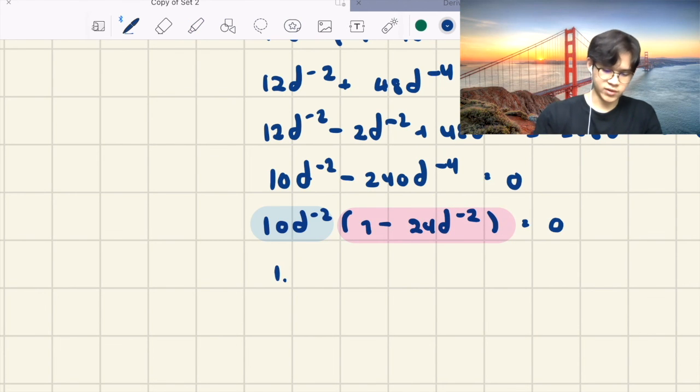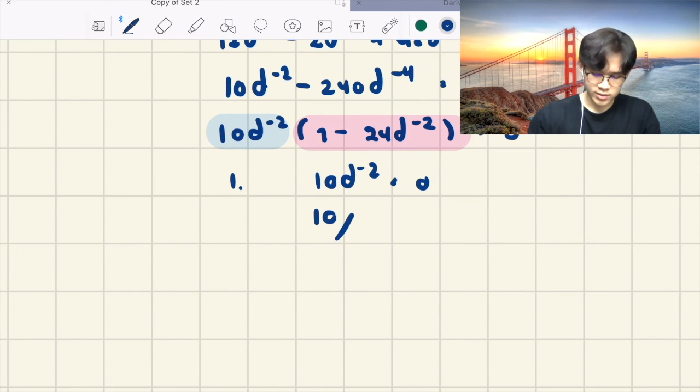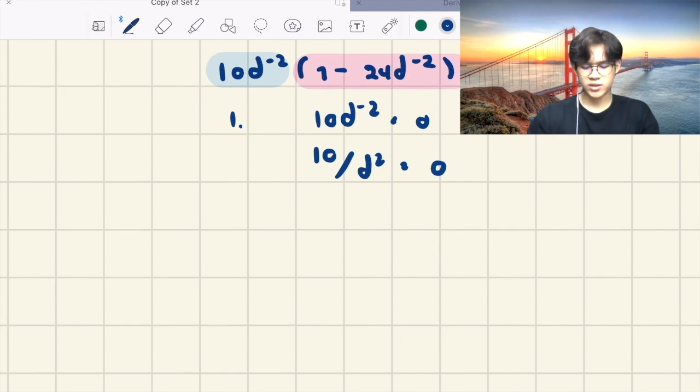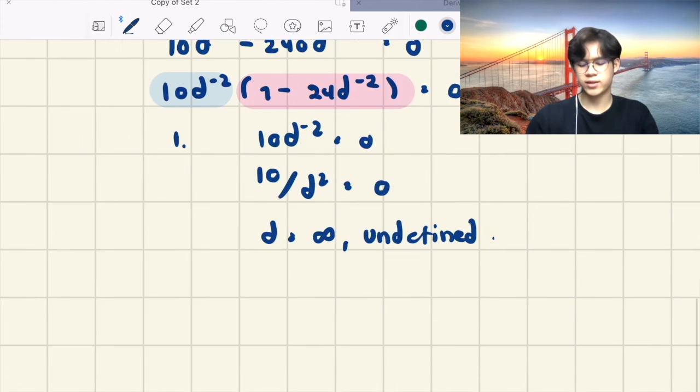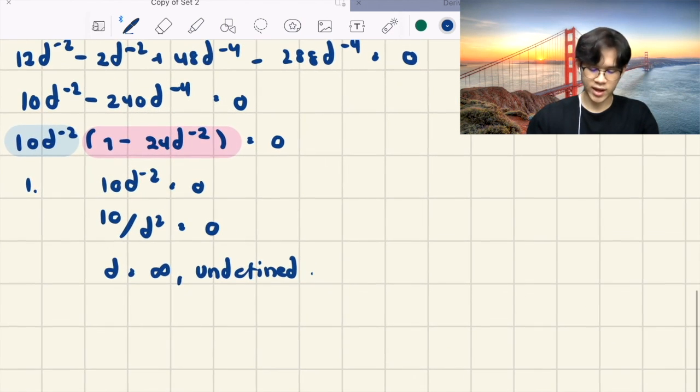So let's solve for the first one. It's 10d to the power of negative 2 equals 0. So it's d to the power of square. Regarding the limit theorem, d is equal to infinity or undefined, which is unusable here in this equation, since the distance can't be undefined. So let's solve for another one.